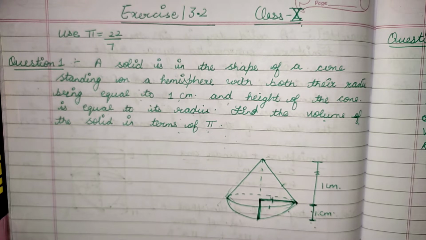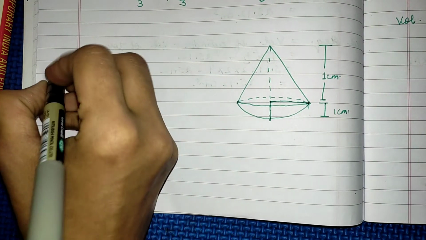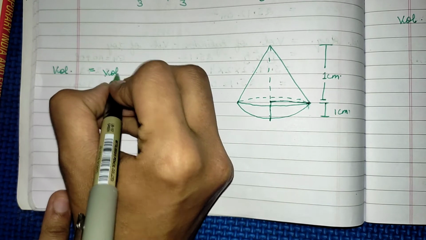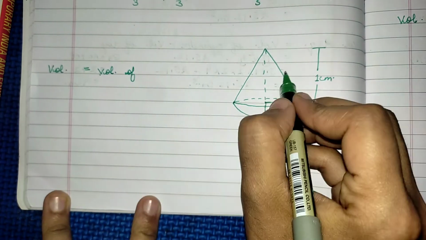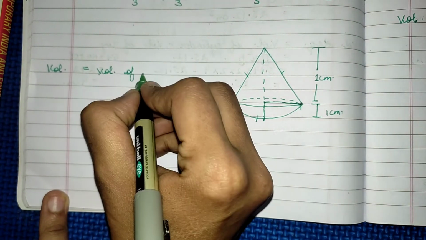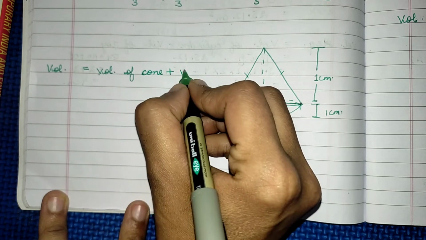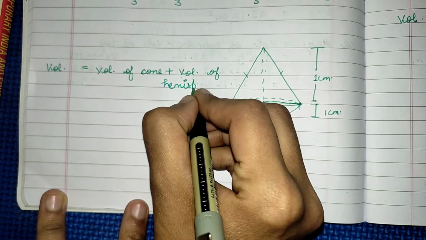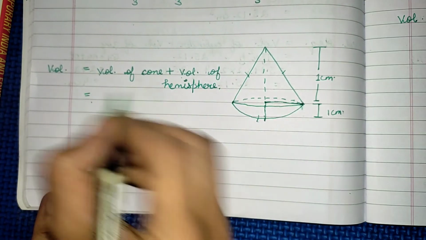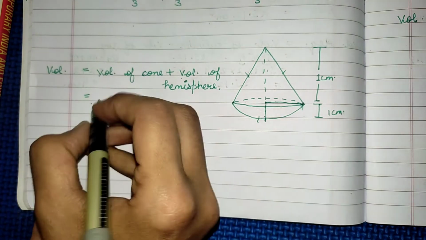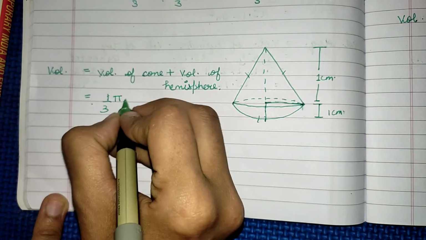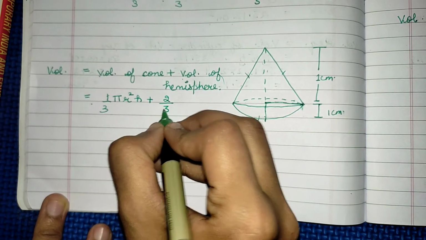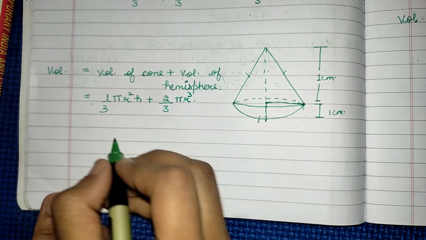So what will be the volume? The volume of the total figure will be given by the sum of all the figures, and there are two figures. One is the volume of the cone and the second figure is my hemisphere. This is the volume of the hemisphere. So the volume of a cone is given by what? The formula for the volume of a cone is 1 by 3 pi r square h, plus the volume of the hemisphere, which is 2 by 3 pi r cube.